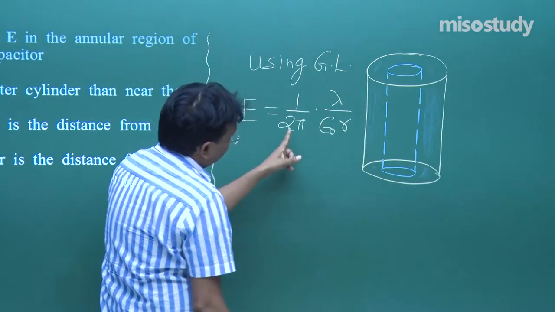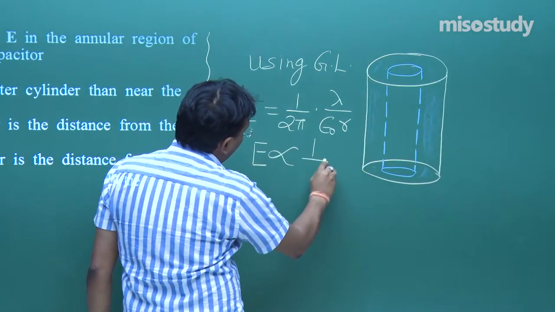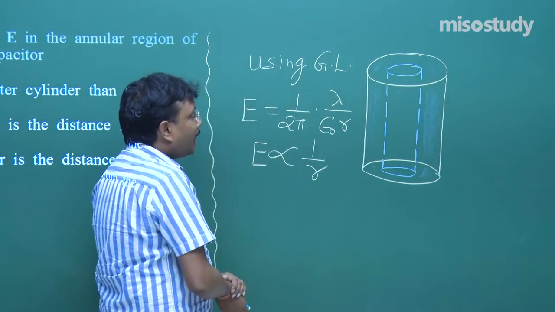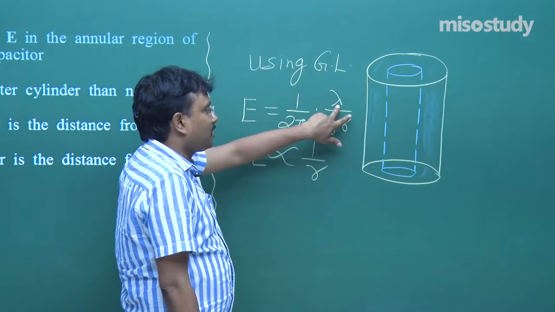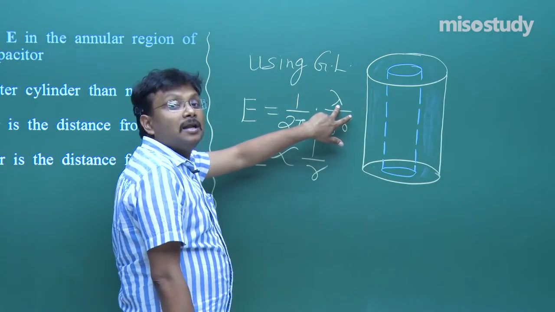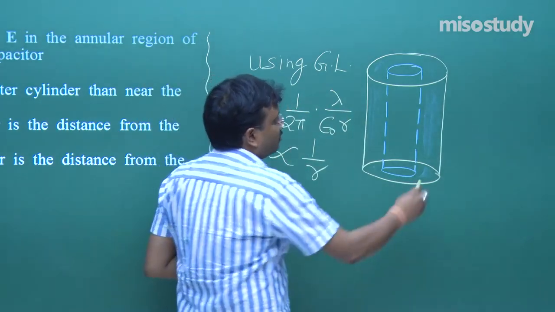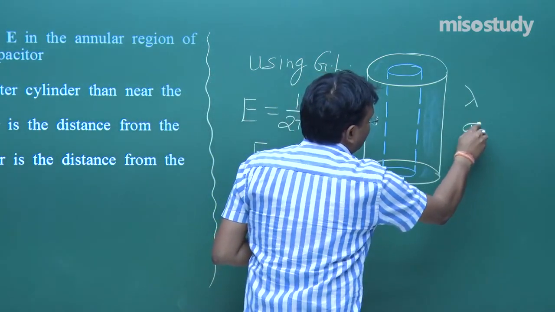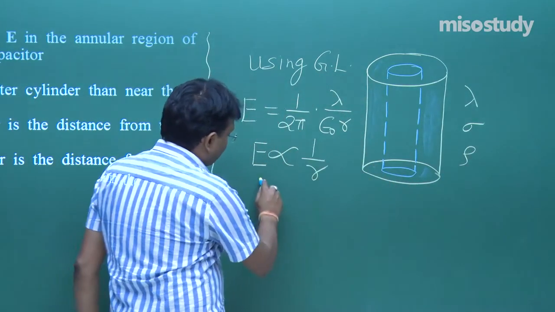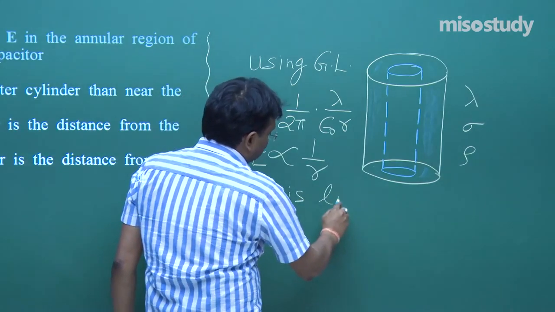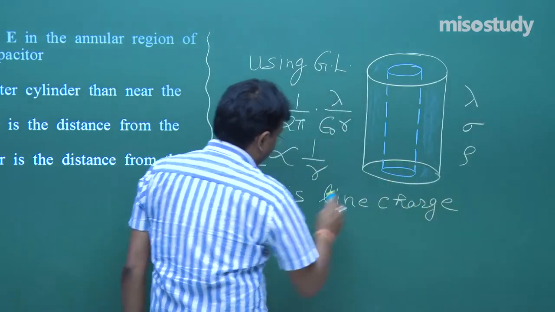So what is the direct result you are getting? E is directly proportional to 1 upon r. And if I am asking you what is the name of lambda, you will without even a second waiting say line charge density. Fine, because three types of charge densities we discussed: line charge, surface charge, volume charge. Fine. So lambda is line charge density.